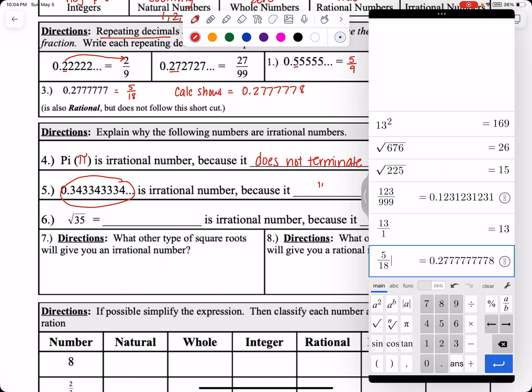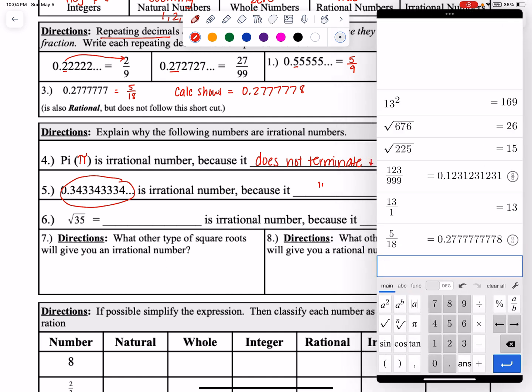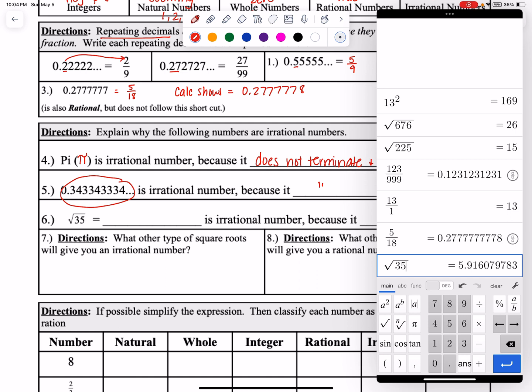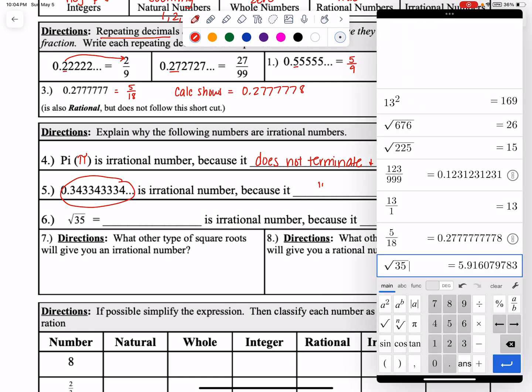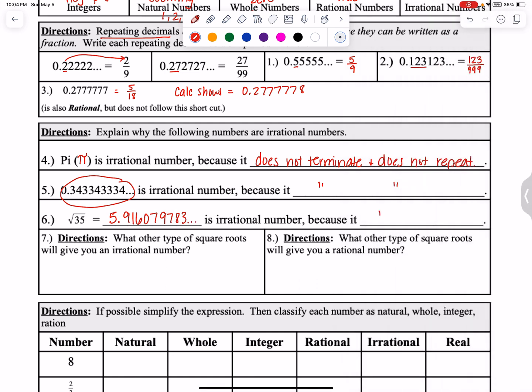Why is the square root of 35 irrational? Well, let's see what it looks like. Okay, look at that. 916079783, random. Okay, so let's go ahead and write a little bit of that down. 5.9160799783, and we're just going to do dot dot dot. That's irrational for the same reasons. Does not terminate, does not repeat.